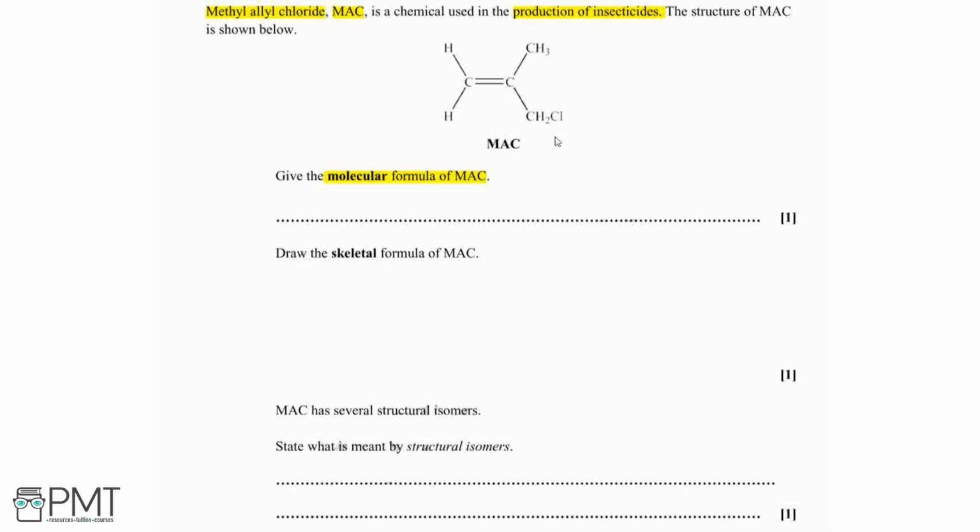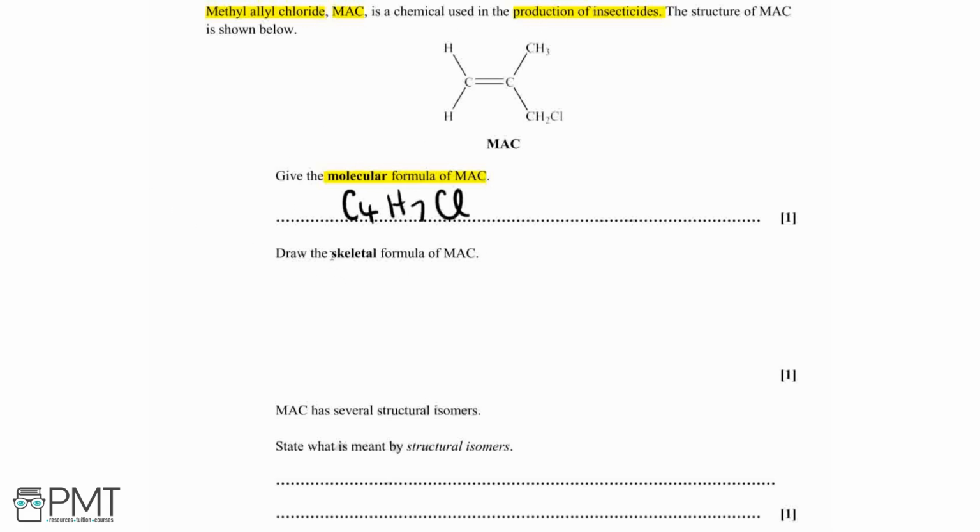So let's count up the numbers of the different atoms. Our carbons, we've got 1, 2, 3, 4. That's C4. For our hydrogens, we've got 1, 2, 3, 4, and then that makes 7 overall. So that's C4H7 so far. And then we've got 1 chlorine. So our overall molecular formula is C4H7Cl, like so.